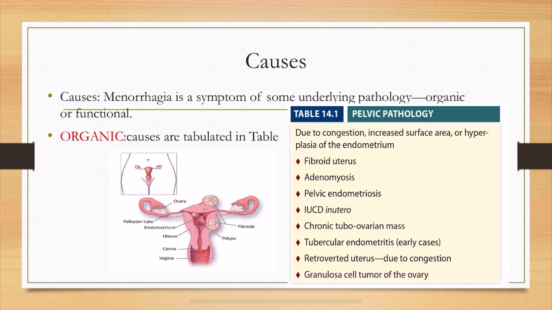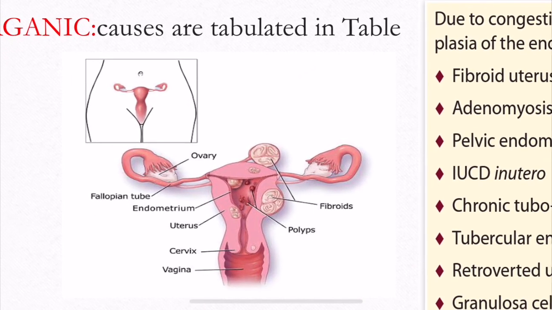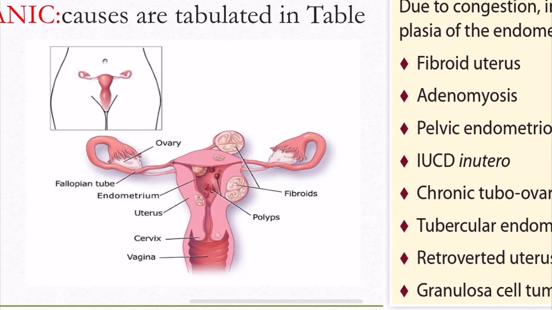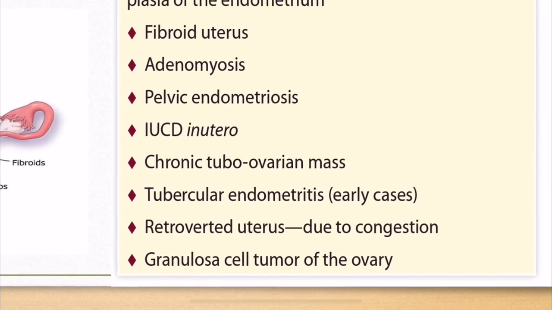Then we come to endometriosis. When the endometrium grows outside the uterus, which may involve the ovaries or the fallopian tubes or the peritoneum, that is termed endometriosis. You can see in the picture here, the endometrium, instead of growing here, if it starts growing in the ovaries or the fallopian tube, then that is known as pelvic endometriosis.